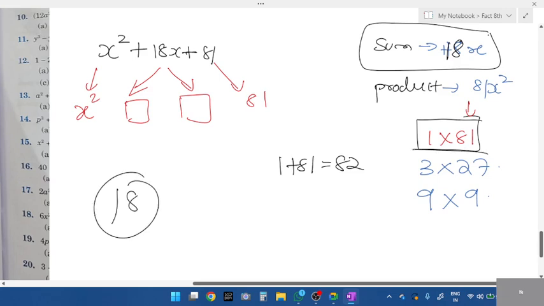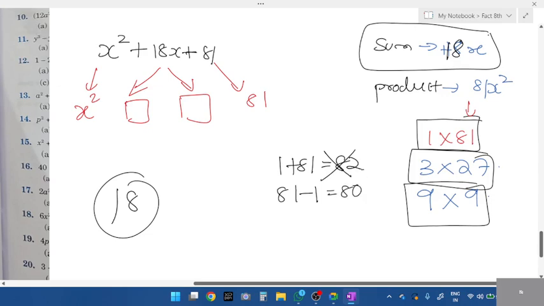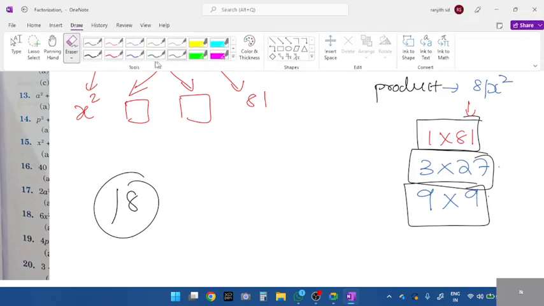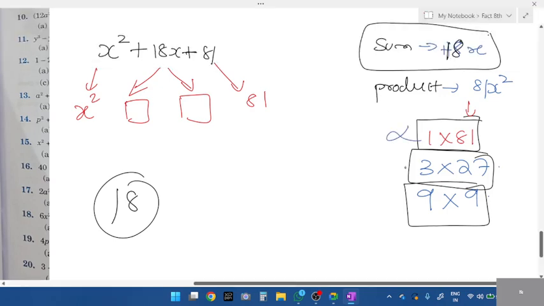If I add and subtract, I should get 18. What are the factors of 81? Three pairs. If I add 1 and 81, we are getting 82. It is not 18. Next, if I subtract 81 minus 1, what are we getting? 80, right? If you add and subtract, are we getting 18? No. Take the second pair.